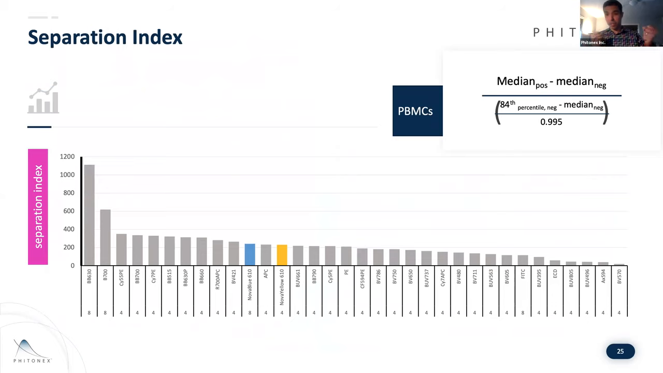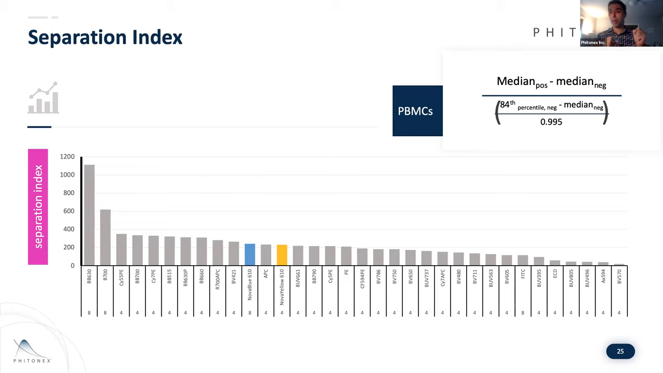So this is the ability to actually separate CD4 and CD8 T cells, a very similar calculation to staining index. In this case, we're just taking the delta of the positive and negative populations, the medians, and then looking at that versus this 84th percentile. So very similar to the stain index calculation, but a little bit more relevant to the underlying biology. Can you actually separate it? And also remember, this takes into account background, right? Which is quite important. So how much is that background contributing to your ability to separate out the CD4s and CD8s?